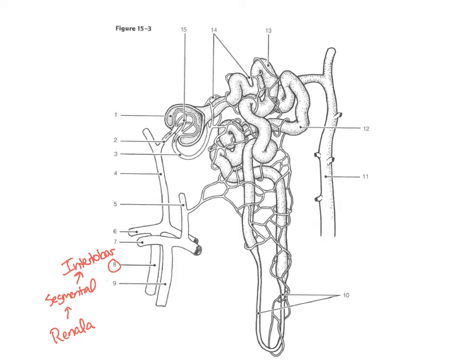The interlobar artery then will divide and will go over the top of those renal pyramids, and so number 6 then is the arcuate, as they arc around the top of those pyramids, the arcuate artery. The arcuate artery then has these radiating arteries coming off of it, which are called the cortical radiate arteries. And then the cortical radiate artery will branch, and that branch there is number 2, and that is called the afferent arteriole.